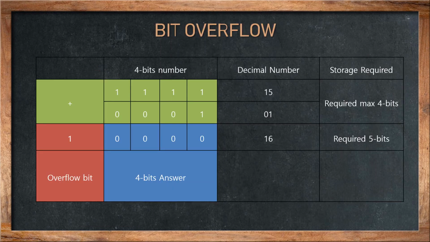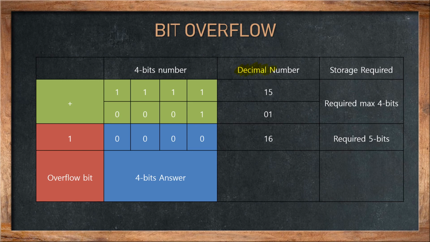Okay, now one more concept we have to understand, and that concept is bit overflow. What is bit overflow? Here we have taken one example. See this example. First we'll start with this column, that is the decimal number column.